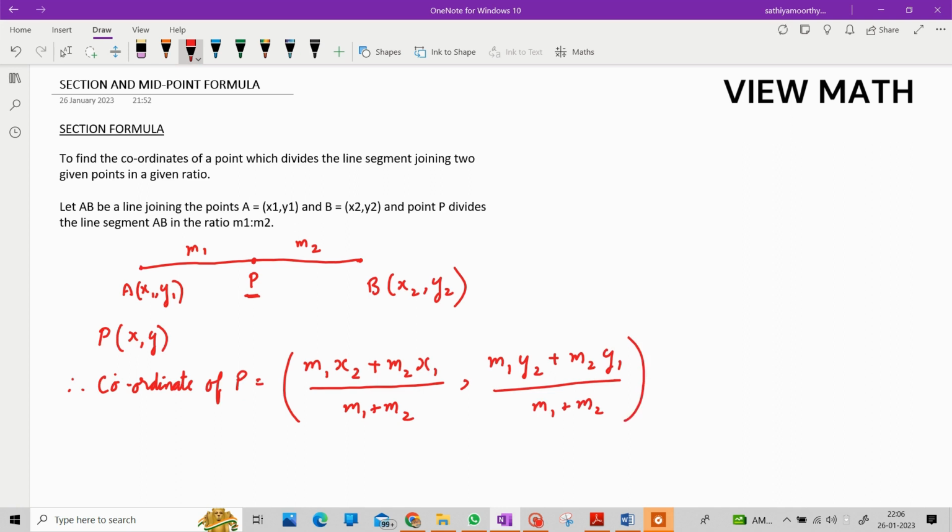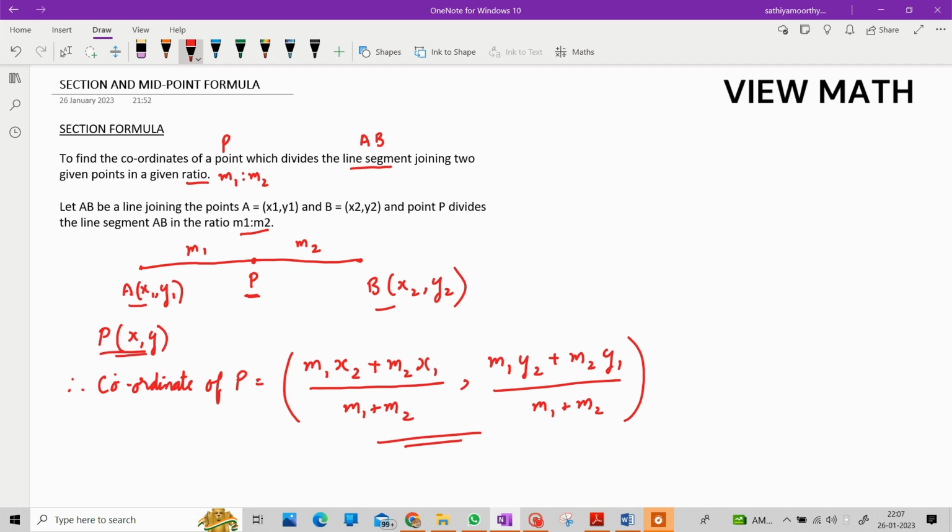So this is the y coordinate. Using the section formula, we can find out the coordinate of P. This is the section formula. We are using it to find the coordinate of P, where P divides a line segment AB in the ratio m1:m2. That is what they have given here. If this is given, we can find out the coordinate of P.